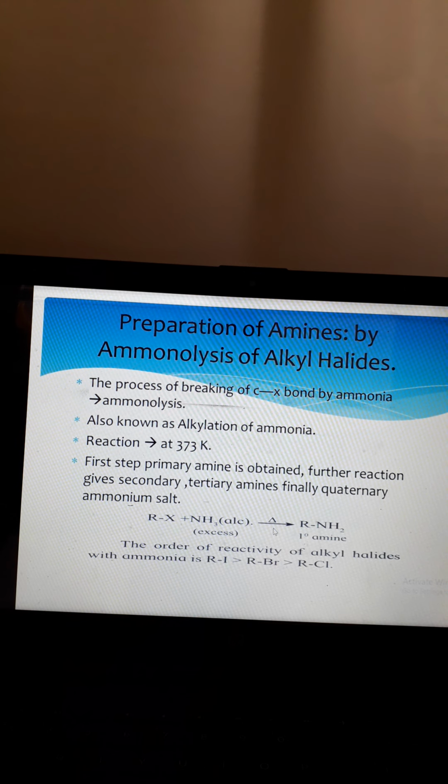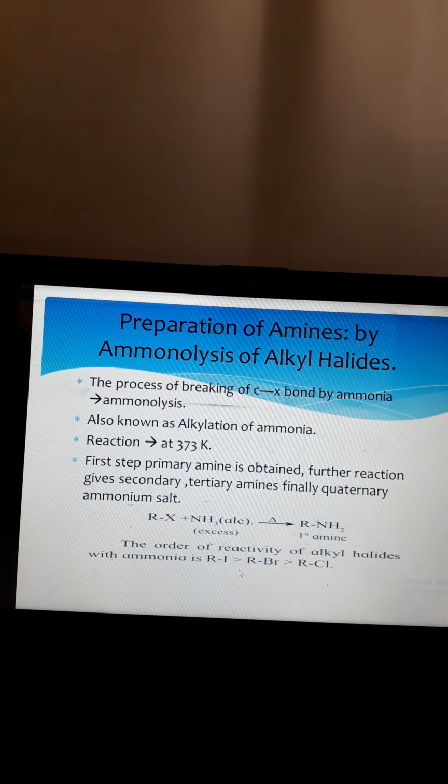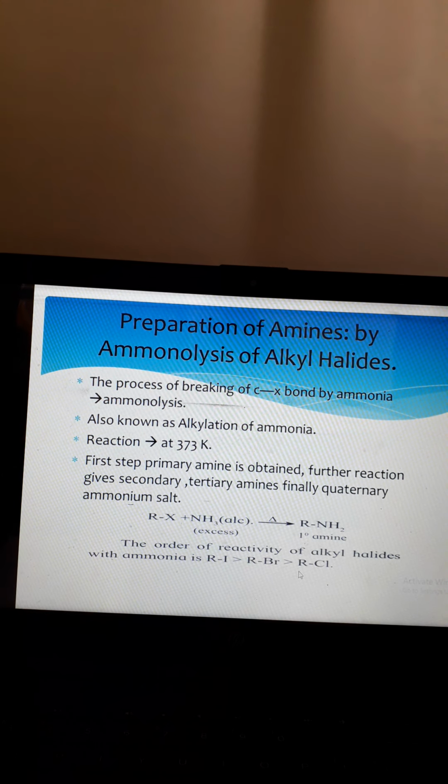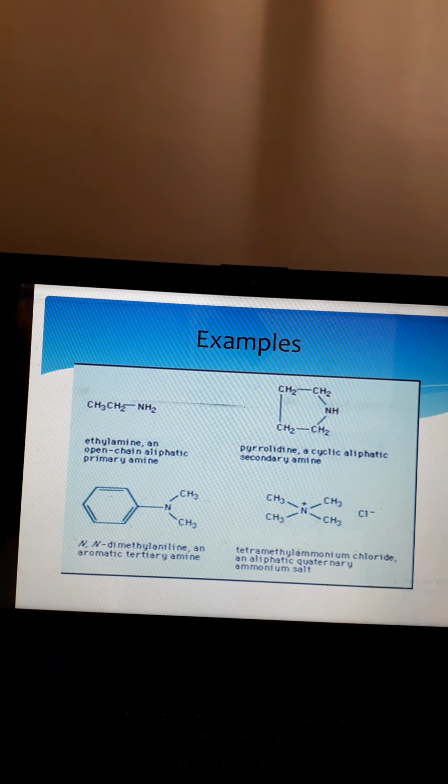Now many types of halogens can be used. Here X is used for the halogen group. The order of reactivity of alkyl halides with ammonia is given. As you can see, R-I, that is iodide, has the highest reactivity, then bromine, and bromine has greater reactivity than chlorine. So this was about the ammonolysis of alkyl halides. In the fourth step we get the quaternary ammonium salt. Here examples are given.